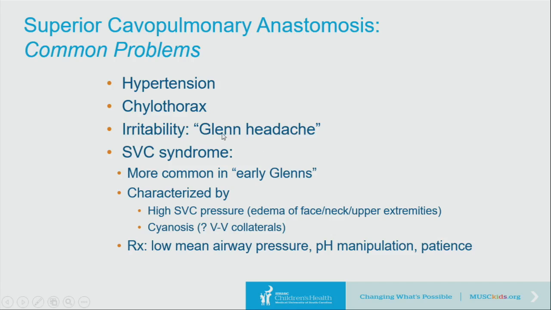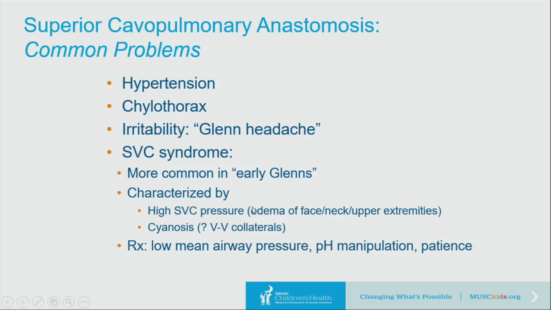Their CVP has just gone, in the course of one day, from 5 to 15 or so millimeters of mercury. But a subset of the Glenns, particularly the salvage Glenns or an early Glenn that's done, can have SVC syndrome that can be characterized by very high SVC pressure in the high teens, causing edema of the face, neck, and upper extremities. These patients can have important cyanosis due to the development of veno-venous collaterals that expand early after surgery.